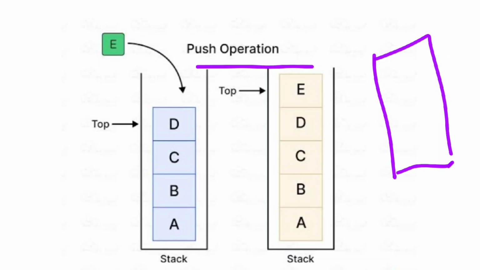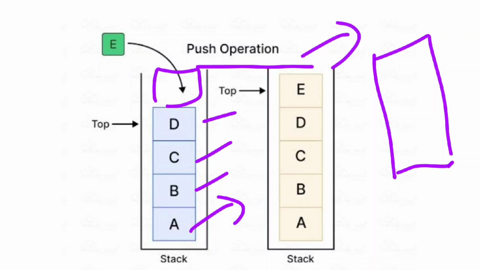So I'm going to check from bottom to top, because at the bottom I have already stored the A value, and then B, C, D. So next, where can I store this value? Yes, at the top only I can store this E value, right? So this is your top position. Here I can store this E value. So push means insert the value. This is the example for stack operation in the linear methodology of data structures.